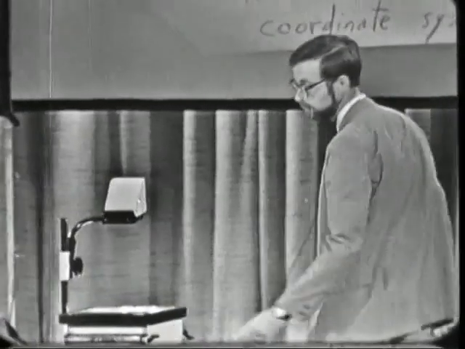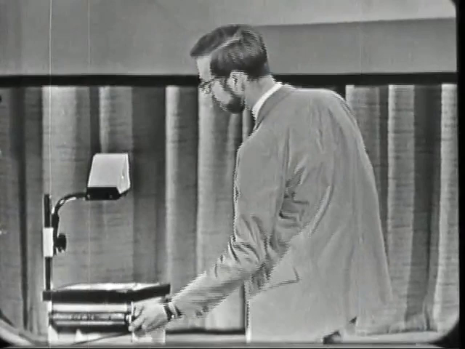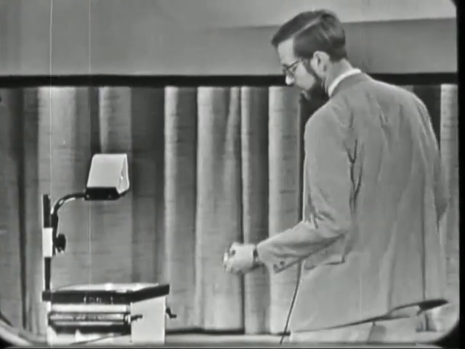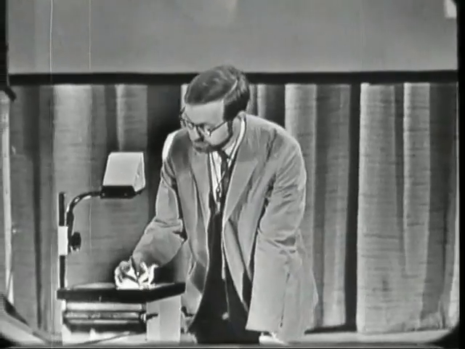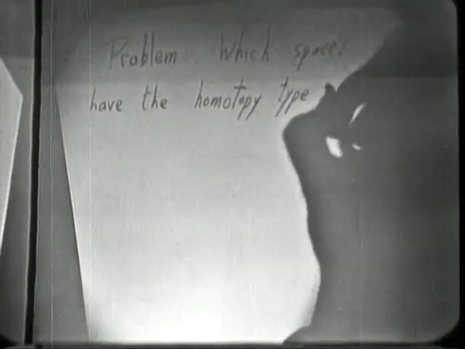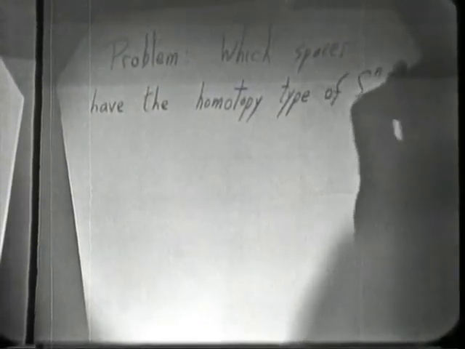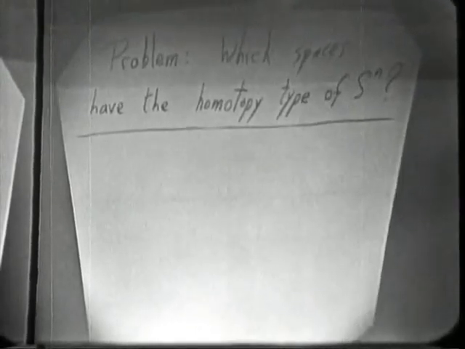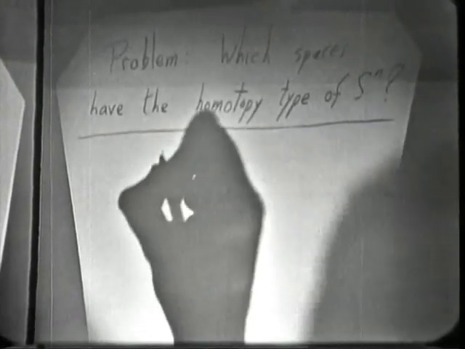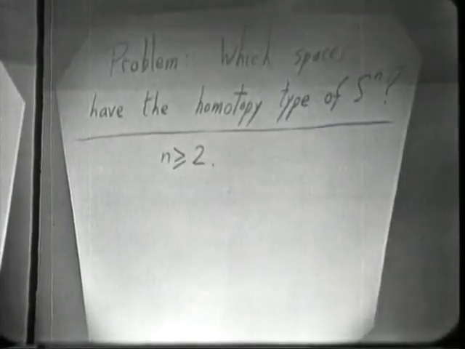And now, I said that the fourth category was introduced because it was easier to work with than the others. So let me first look at the answer in terms of category 4. So the problem is, which topological spaces have the homotopy type of, say, the sphere Sn. And to simplify things, let me assume that n is at least 2.